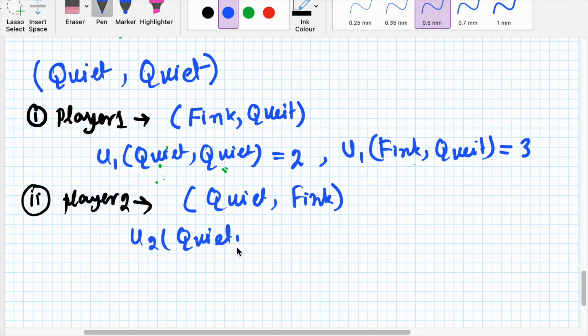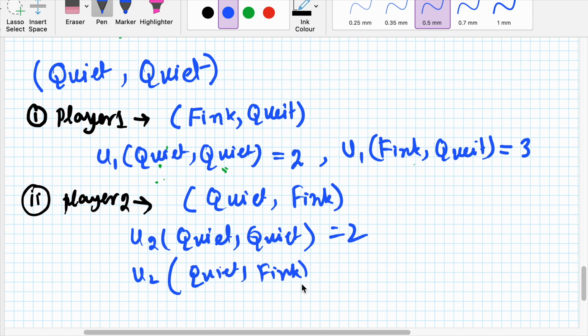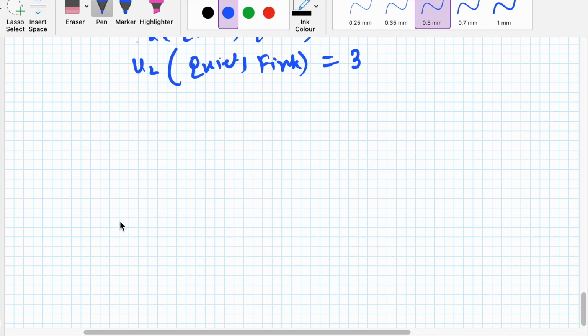For player 2 also, remaining quiet gives her 2. However, if player 1 remains quiet and she finks, it will yield her a payoff of 3, which is obviously better than remaining quiet. So she always tries to deviate from quiet. That's why quiet, quiet is not a Nash equilibrium.